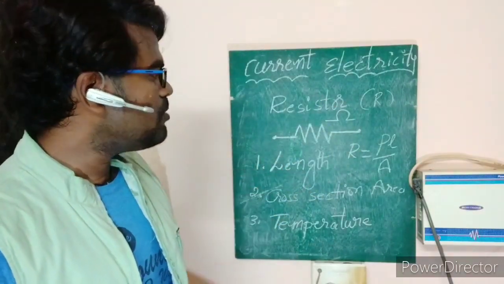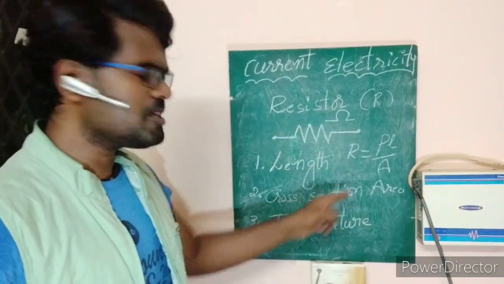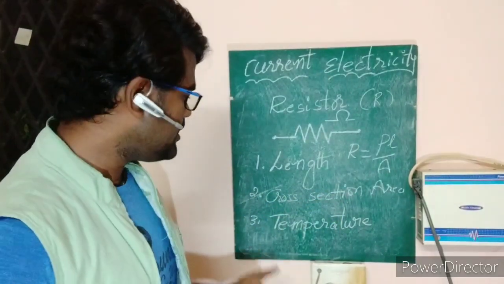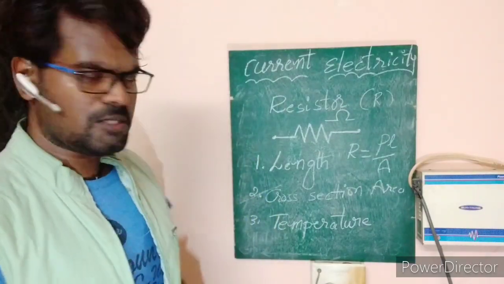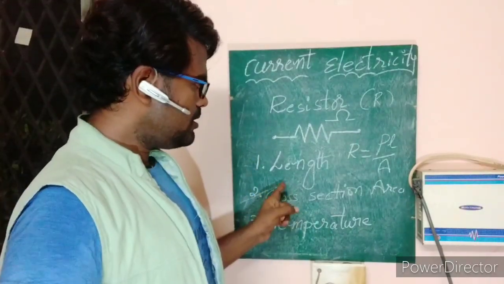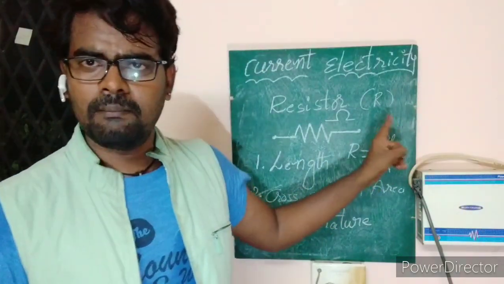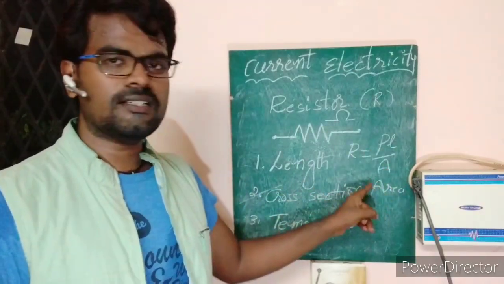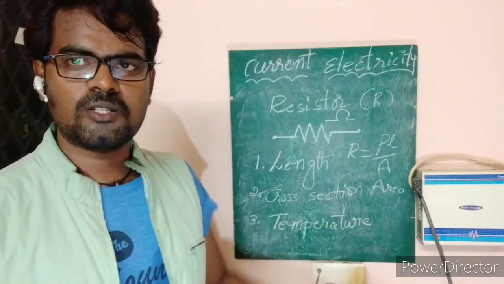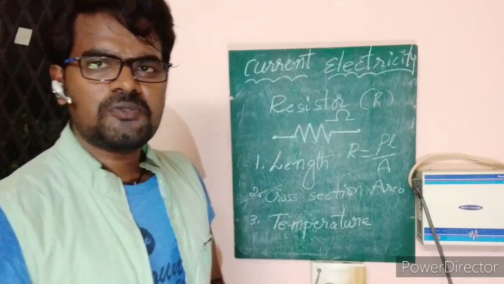And this resistance value depends on the length of the conductor, how much length the conductor is, the cross section area, what is the cross section area, and temperature. These are the three influencing factors which will influence the resistance of any conductor. This resistance R can be represented by R is equal to rho L by A. Rho is specific resistance, L is the length of the conductor, and A is the cross section area of that particular conductor. Okay, so these are the important points we have to consider.